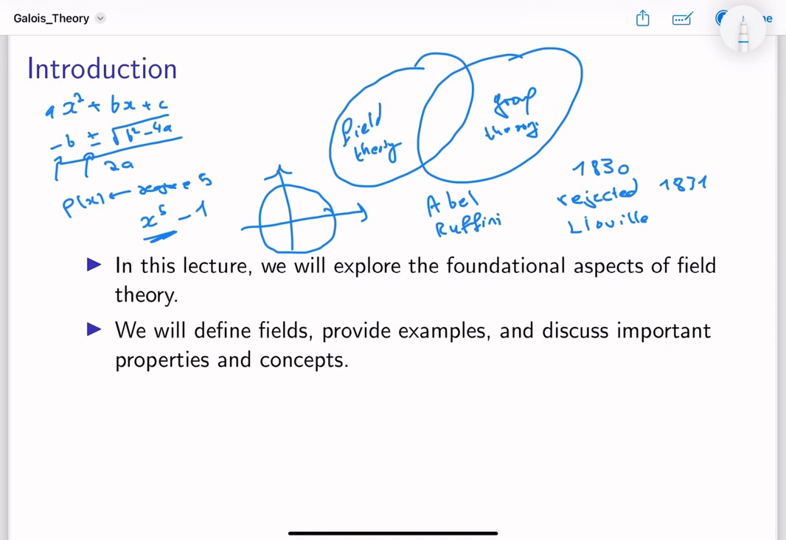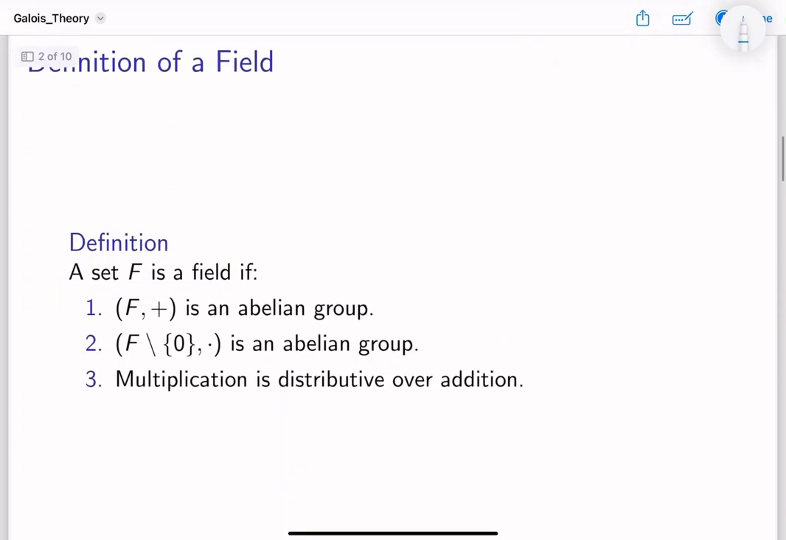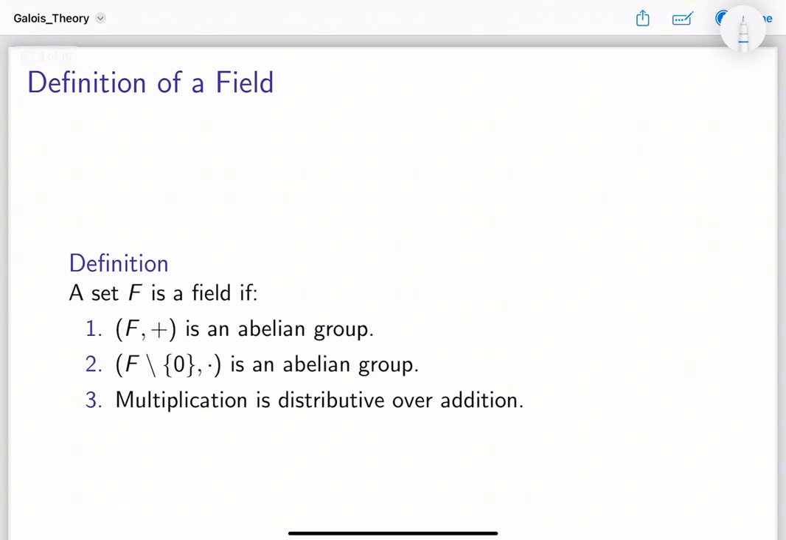So our first lecture is going to be about field theory and some properties of fields. Let us start off by defining what a field is. I remind you, a ring is a set R with two operations, where if you take R with plus, you have a group, and if you take R with the multiplication, you have a monoid.